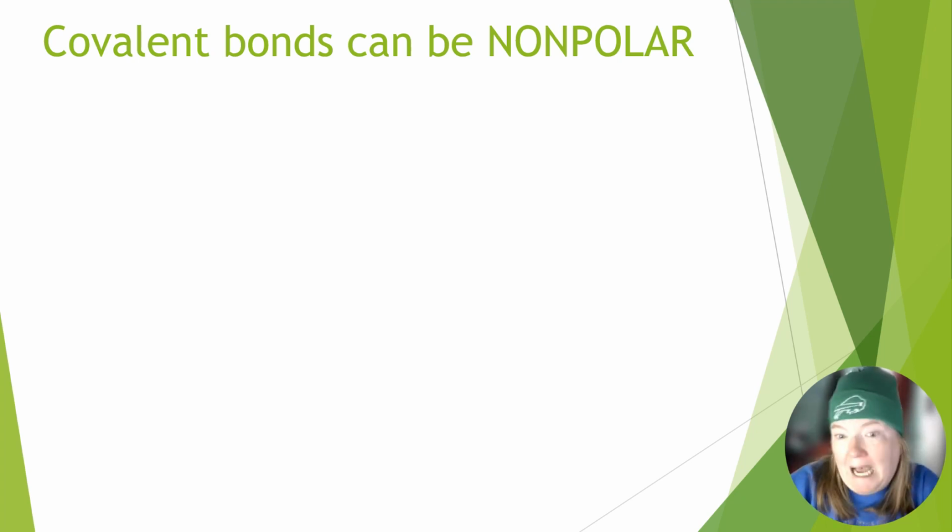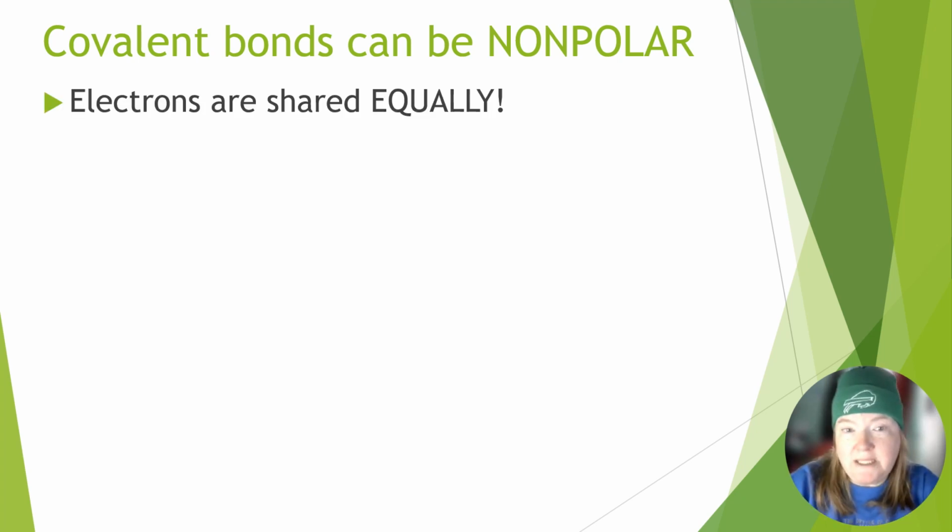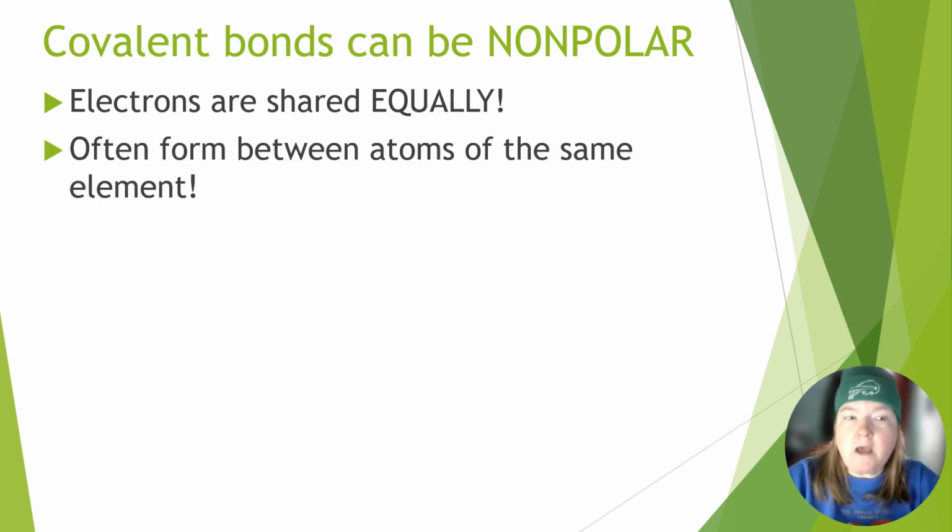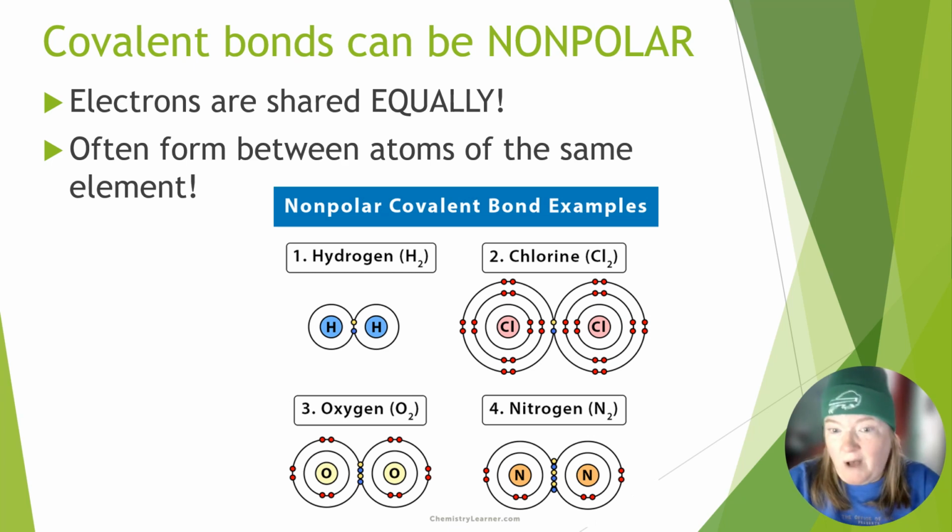Covalent bonds can be nonpolar. That means the electrons are shared equally. And this often forms between atoms of the same element. So all those Brinkelhoff elements like hydrogen, chlorine, oxygen, and so on. Now, if you're using electronegativity difference, the closer to 0 the difference is, the more nonpolar. Because whatever hydrogen's number is, 2.2, when you subtract 2.2 minus 2.2, you're going to get 0. Okay, so as close to 0, that's nonpolar.